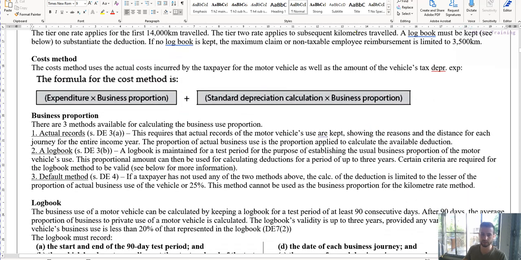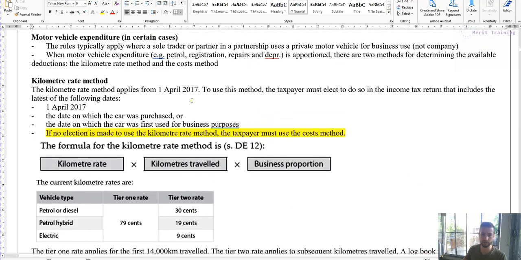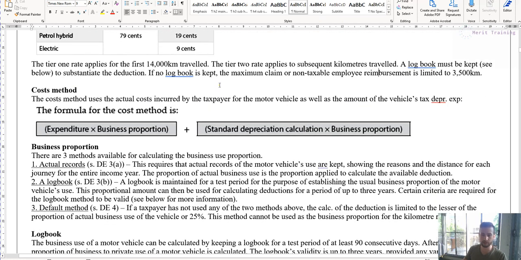Now, the second method that you can use to claim your business expense relating to a motor vehicle is the cost method. And this is basically just what's the money that you've had to spend on maintaining this car plus depreciation, which obviously is a non-cash expense, but still an expense that's accruing in the background. So you add up all of the costs, you figure out which is your expenditure, you calculate what your business proportion is, then you also add in your depreciation, which is the non-cash component.